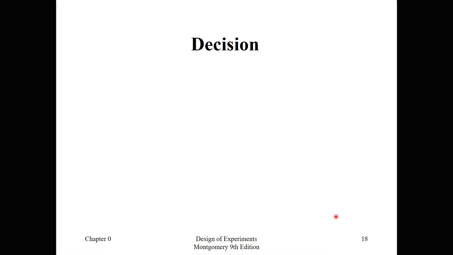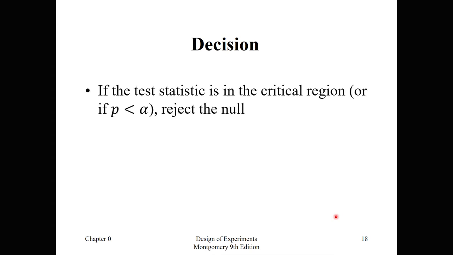So the decision: if the test statistic is in the critical region as specified by the critical value, or if p is smaller than alpha, if you're doing the p-value approach, then you reject the null hypothesis. And if not, you fail to reject the null hypothesis. That's pretty much it as far as making a decision about a t-test. So this has been a quick review on how we conduct a t-test. In the next video, we'll talk about how we do the chi-squared.